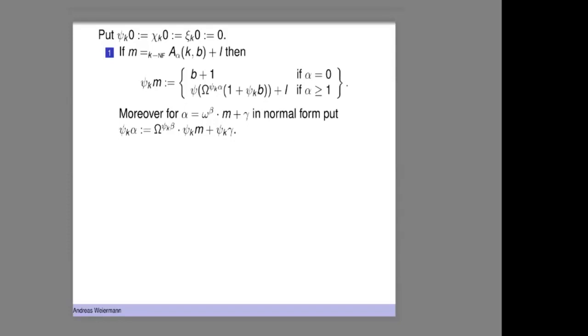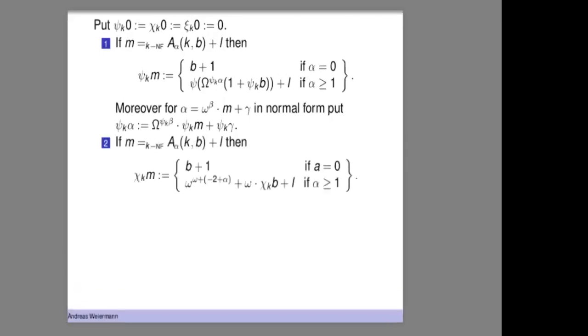If alpha is smaller than epsilon 0 and alpha is of the form omega to the beta times M plus gamma, then psi K of alpha moves this countable ordinal usually into an uncountable ordinal of the form capital omega to psi K of beta times psi K of M, where psi K of M is defined by the previous recursion, plus psi K of gamma. Now this is a bit of a magical definition, and the point is one can prove if M is in K normal form, then psi K of M has this Buchholz normal form. So that's a big surprise, but it's going to happen.